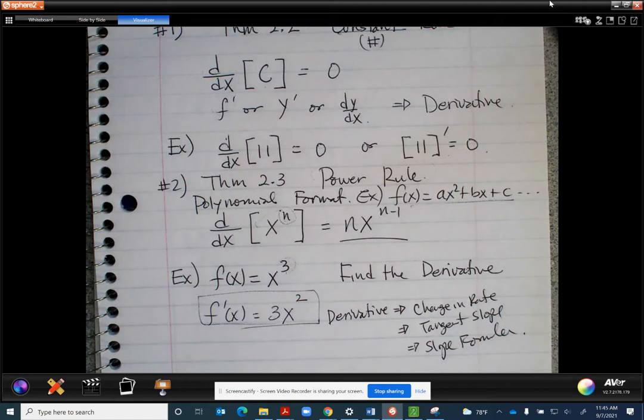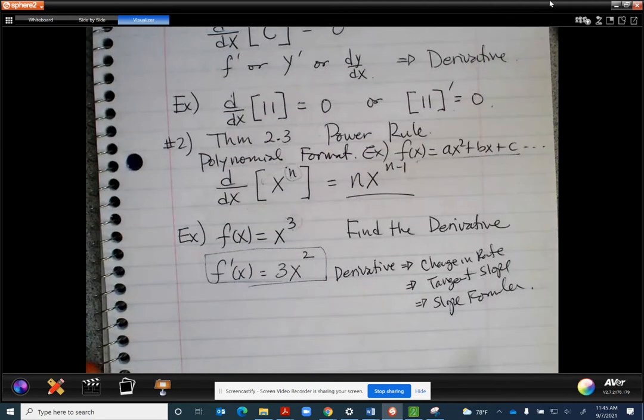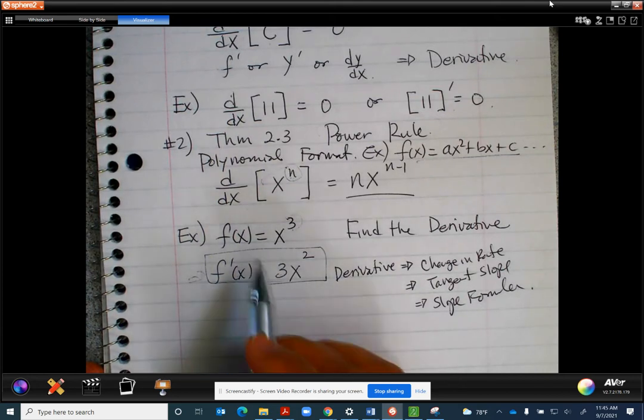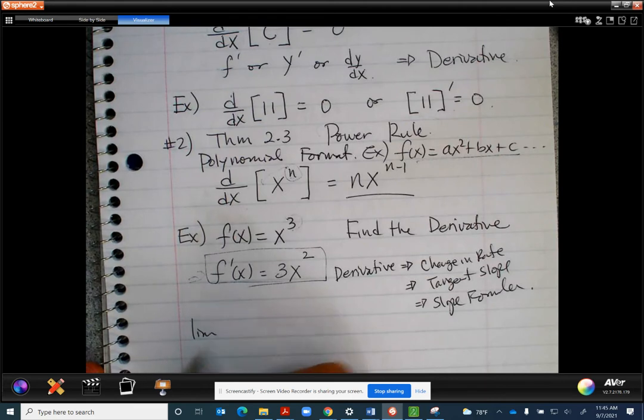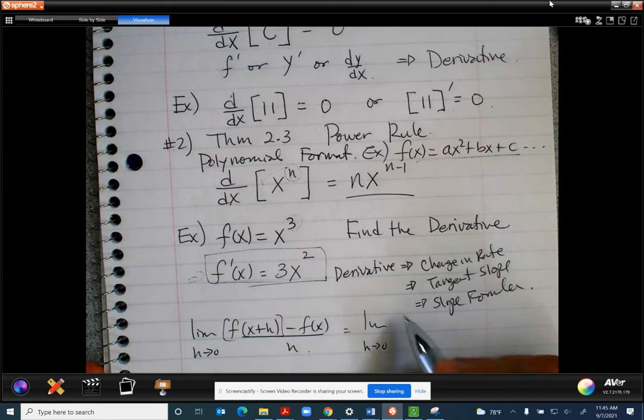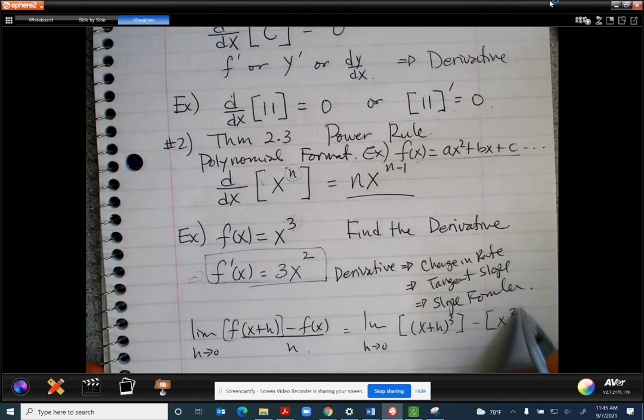What's the long process? Do you remember the long process of doing this? Now it's really short, but how did we solve this before? Wasn't it the limit as h goes to 0 of f of x plus h minus f of x all over h? What is f of x plus h? Can you help me with that? What would that be in this case? (x plus h) to the third power minus x to the third, all over h.